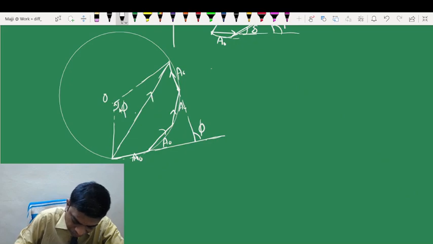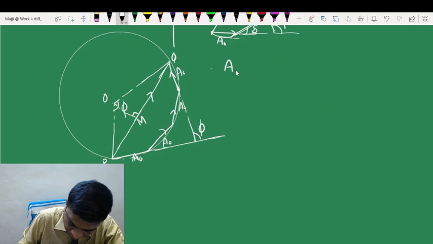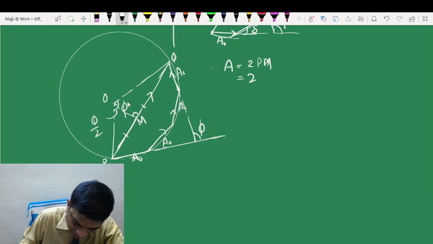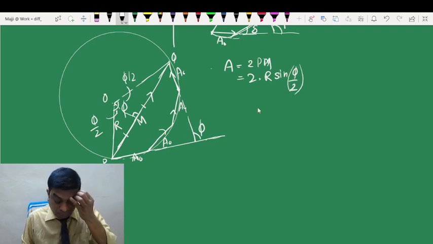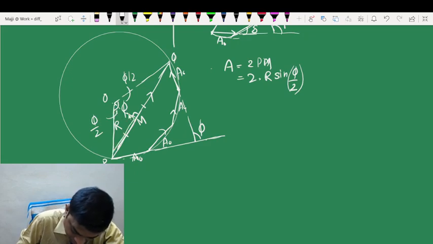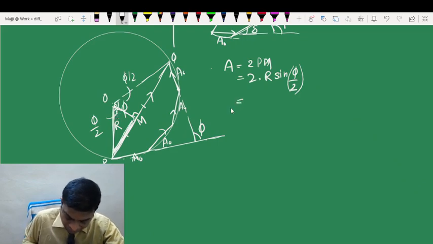So this resultant amplitude, if you drop a perpendicular here, I'll take this as PQ, then A total is equal to twice PM, because these are two congruent triangles, and each angle will be phi by 2. Here also it is phi by 2. If I take R as the radius, then this will be R sine phi by 2. In this right angle triangle, perpendicular is equal to hypotenuse into sine.